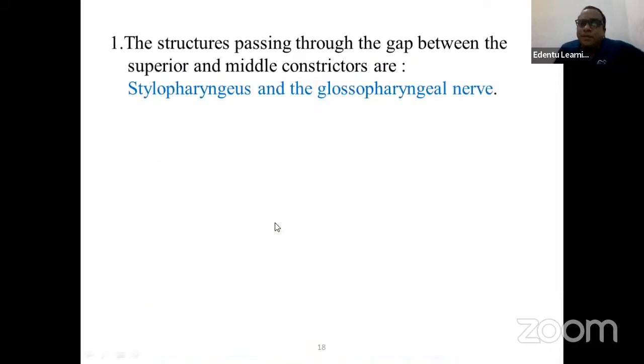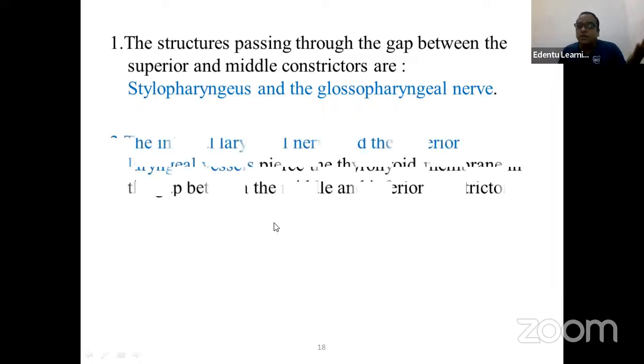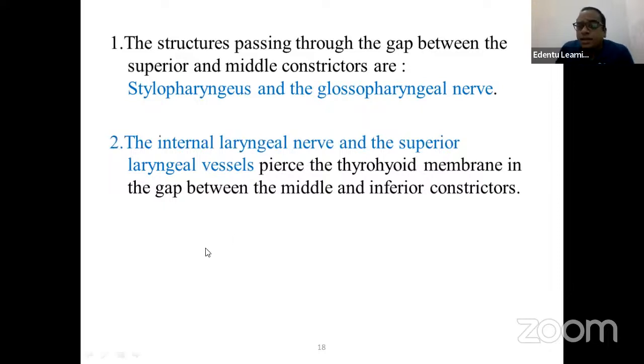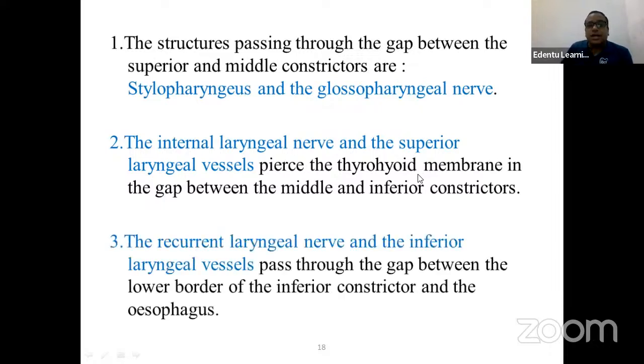The structures passing between the superior and middle constrictor: glossopharyngeal nerve, stylopharyngeus muscle. Between the middle constrictor and inferior constrictor muscle: internal laryngeal nerve, superior laryngeal vessels, IS. And below the inferior constrictor muscle, really irritating: recurrent laryngeal nerve, inferior laryngeal vessels. So I hope this difficult portion in the mouth and pharynx chapter is solved.